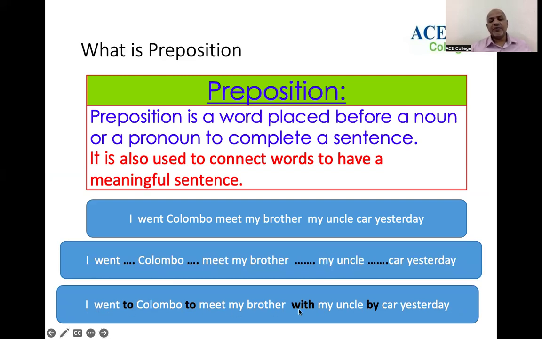So here the words to, with, by, we call prepositions. With the support of these prepositions, these words are linked, connected in the sentence. So in the sentence, if you want to connect words, especially nouns, car is a noun, uncle is a noun. Here, "to meet" is what we call an infinitive verb. And then Colombo, a noun, so you have to place it. You understand now? Have you understood what prepositions are all about?